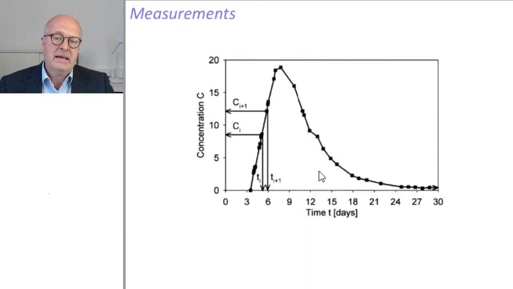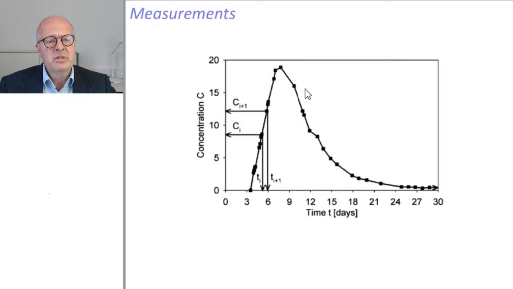Okay, so we are done now with the theory, and I want now to show you how you can actually get from measurements to these curves. So basically, when you do a trace experiment, you first get such a result. You get a breakthrough curve. You have measurements. So you have different concentrations at different times.